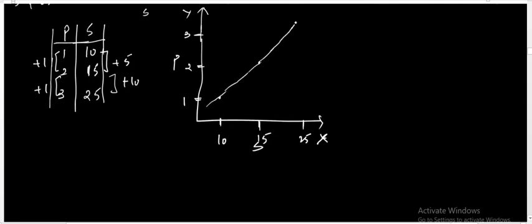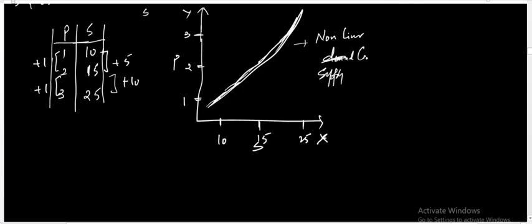So we get a curve like this, essentially a non-linear supply curve. This shows that the slope is positive as it's rising, but the change in the quantity is not constant.